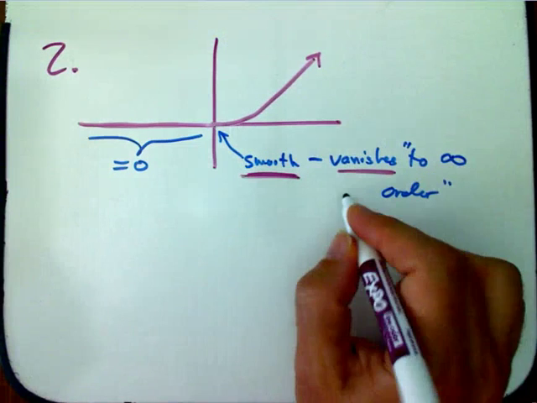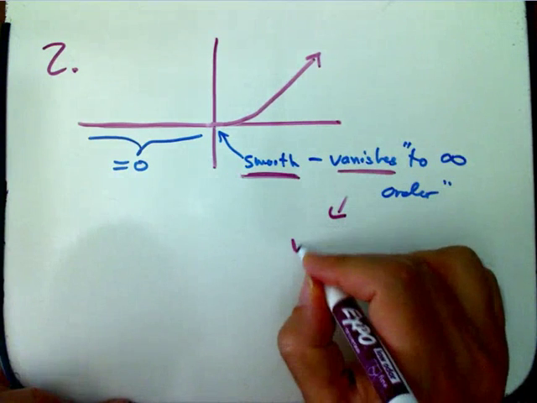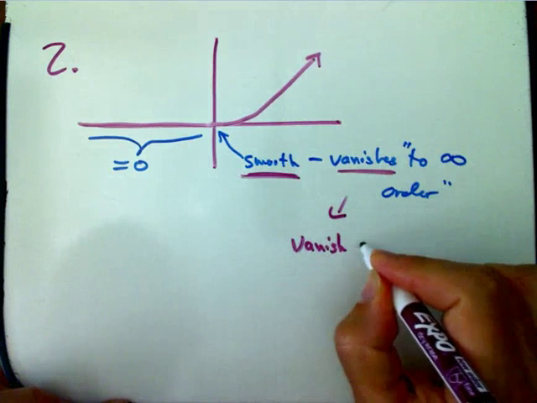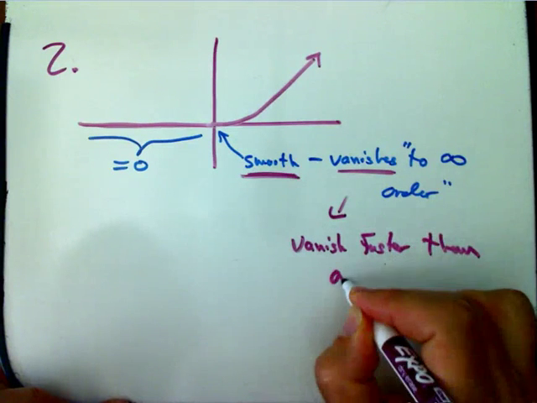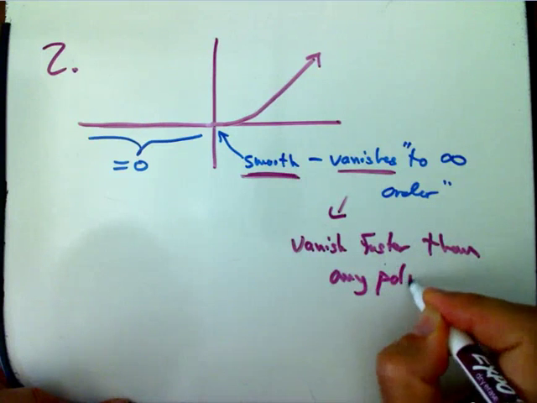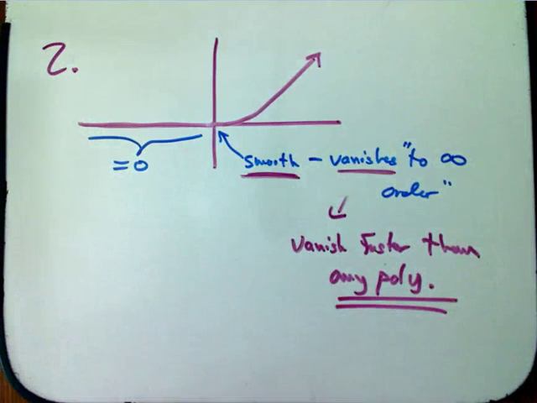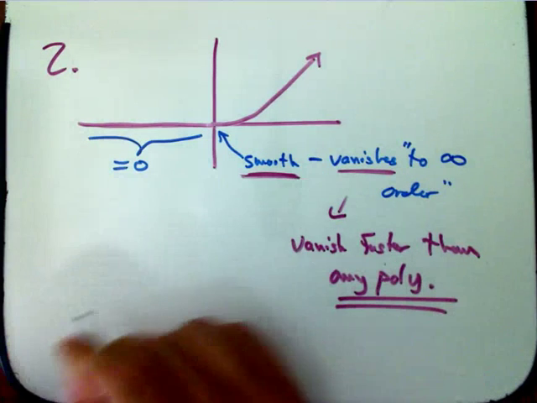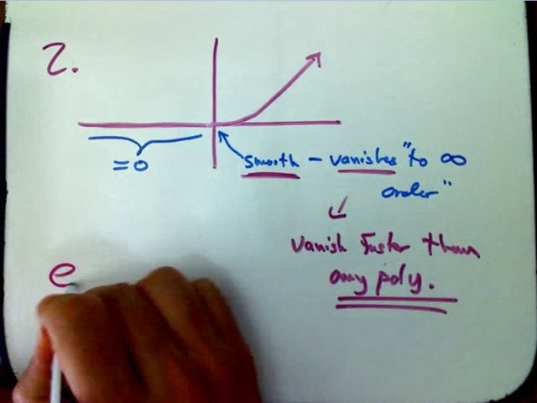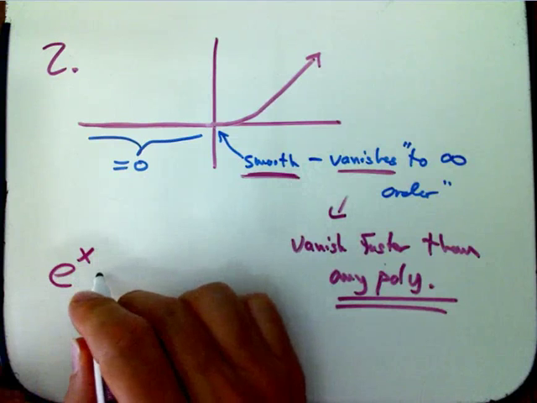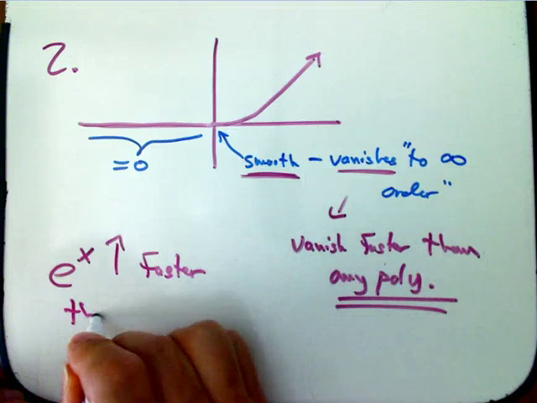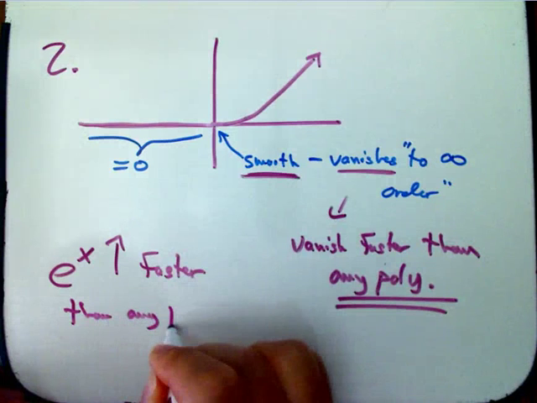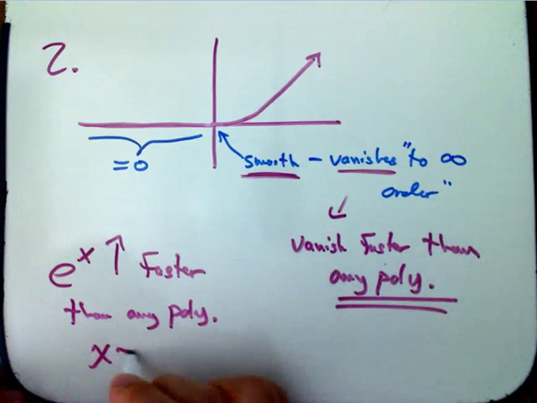Another way to say it is it's got to vanish faster than any polynomial. Okay, and that's a real big hint as to a good way to create this thing, because the one thing we are going to use is that the exponential function grows faster than any polynomial. Now that's as x goes to infinity.